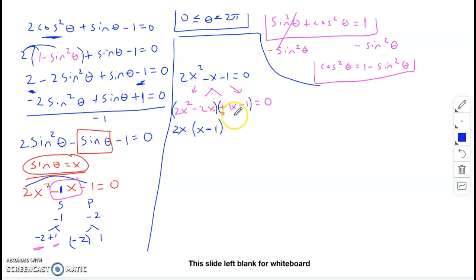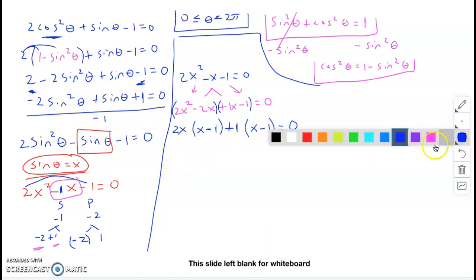Next, in my second parenthesis, technically there's nothing common. If there's nothing in common, I take a plus 1 out of it, because the positive 1 is not going to affect anything. And I open my parenthesis. 1x divided by 1 is x. -1 divided by 1 is -1, equals 0.